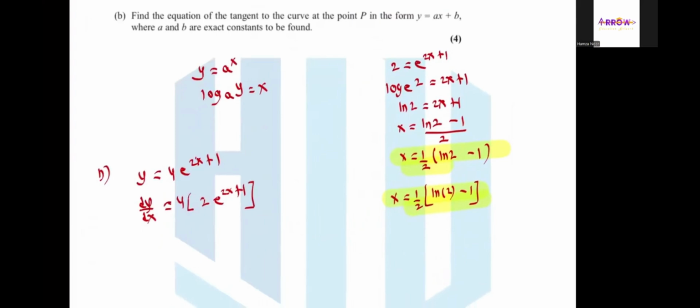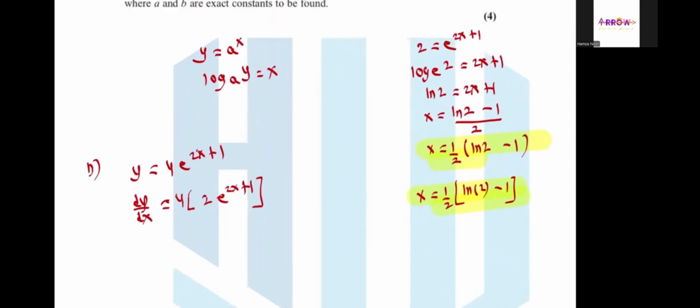So when we differentiated e raised to the power of 2x plus 1, first we write e raised to the power of 2x plus 1 as it is and then multiplied by 2. So when 4 is multiplied by 2, this becomes 8. So 8 times e raised to the power of 2x plus 1. This is the dy over dx function.